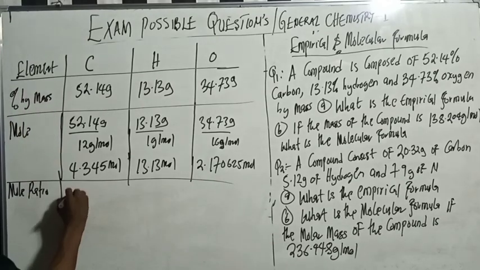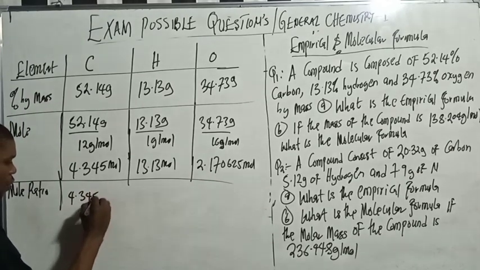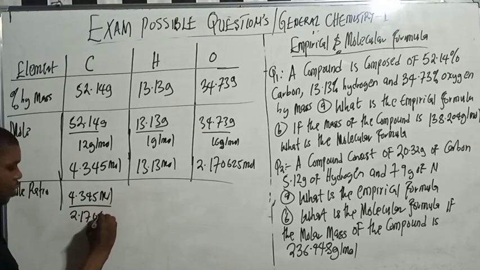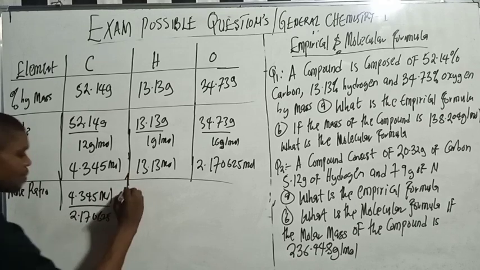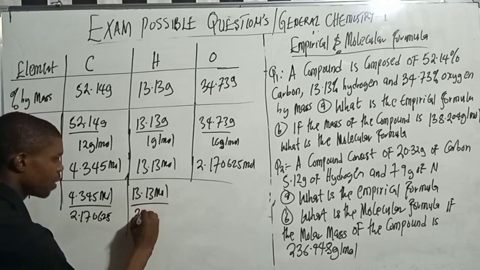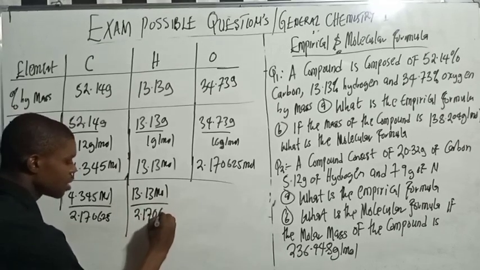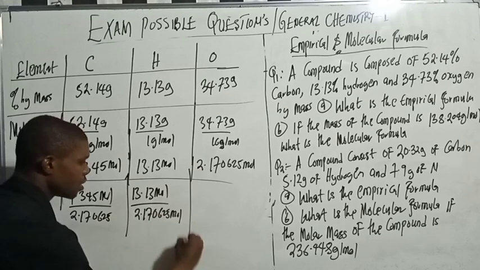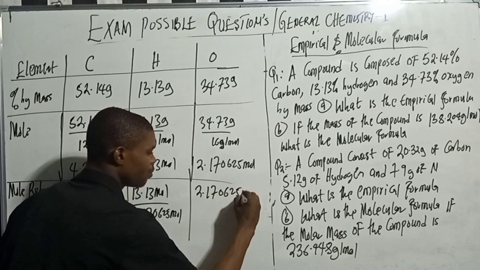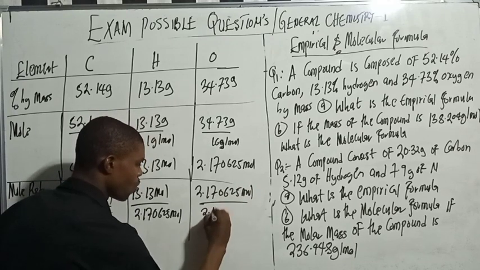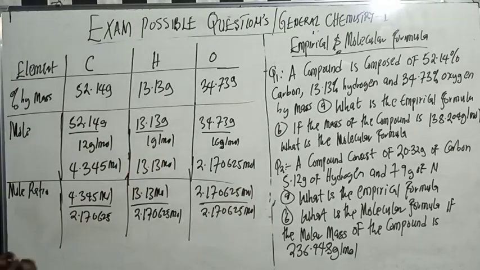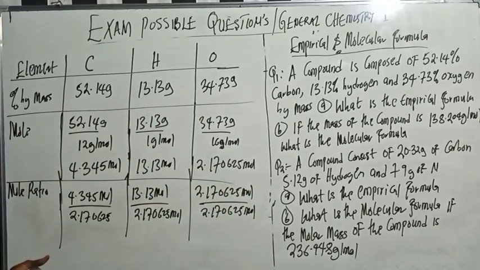So here we have 4.345 moles over 2.170625 moles. Can you see that? The same here, 30.13 moles over 2.170625 moles. Then here we have 2.170625 moles over 2.170625 moles. So what you want to do here is divide it and get your answer.